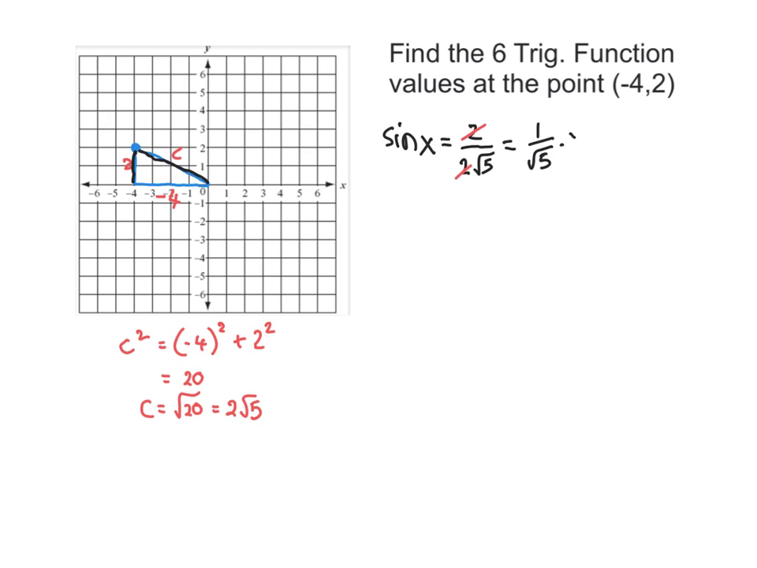And we rationalize the denominator again by root 5 over root 5. And the top becomes root 5. 1 times root 5 is root 5, and the bottom is 5.